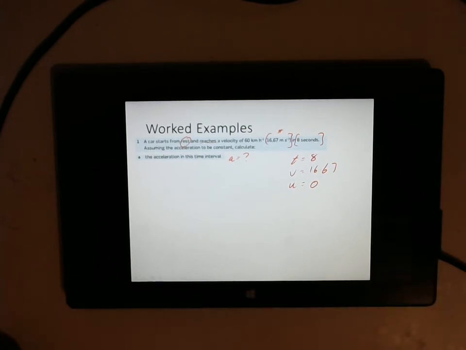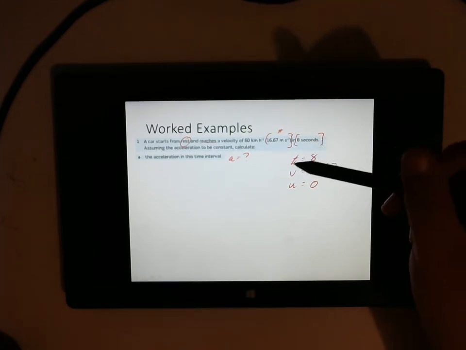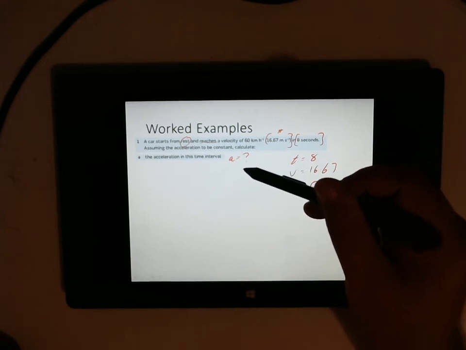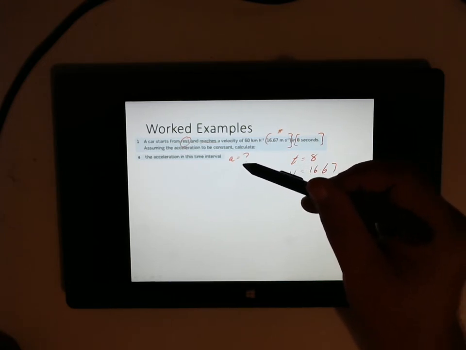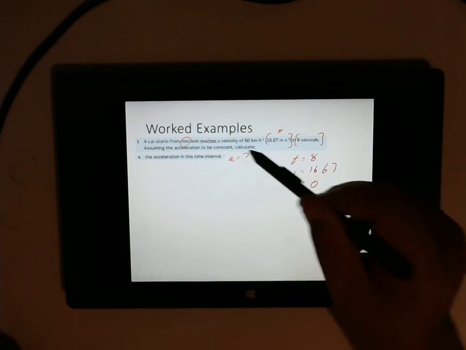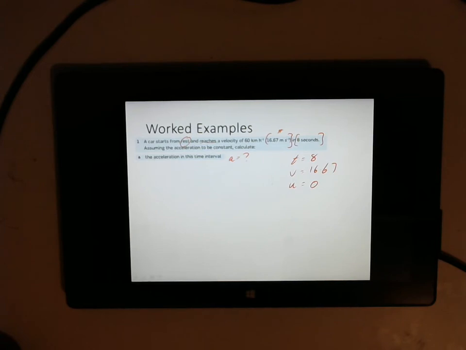Now have a flip back to your equations. I want you to look at those 3 equations at the top. Is there an equation there that uses T, V, U, and A? It won't have A as the subject necessarily. We're going to have to do some rearranging. But is there a formula that has these 4 things in it? I'll wait.